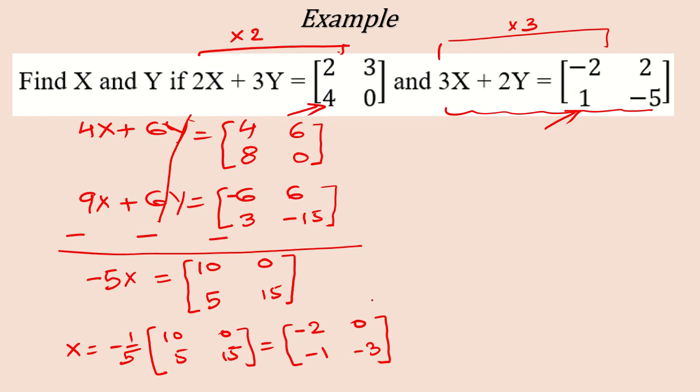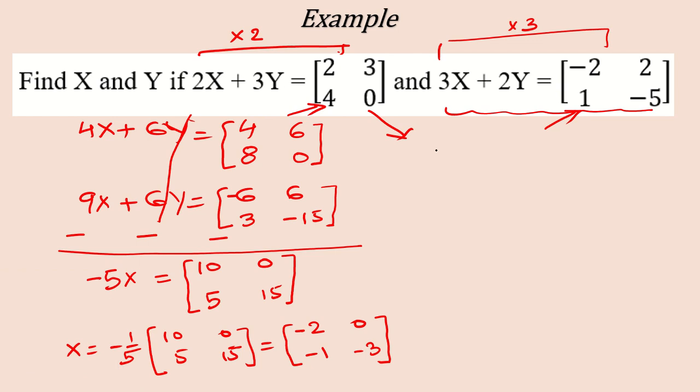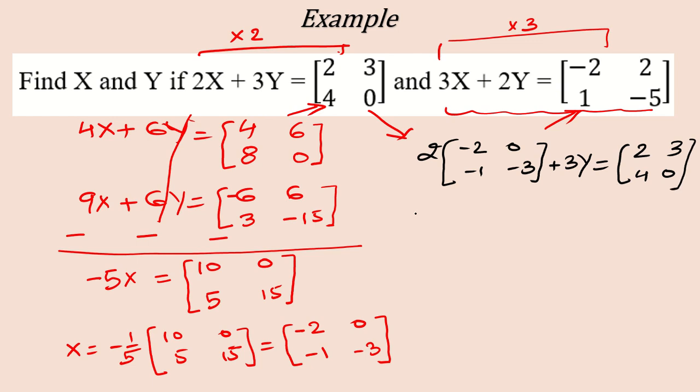Now you can put the value of x in any of the equations. So for example, I am putting the value of x in the first equation. What we will get here? You see, just we have to multiply, take care of the calculation. Now you see 2x means 2 times minus 2, 0, minus 1, minus 3, and then plus 3y is equal to 2, 3, 4, 0. And then now put the values here.